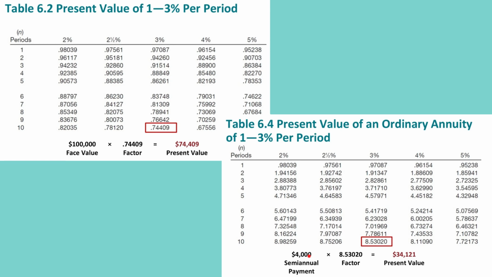Because the stated annual rate was 8%, I need half of it because it's semi-annual, so 4%. So 4% times 100,000 will give you the payment, which is 4,000. You're going to take the factor when n is 10 and i is 3. You multiply it with the 4,000, and you get 34,121. If we add these two, we get the present value.